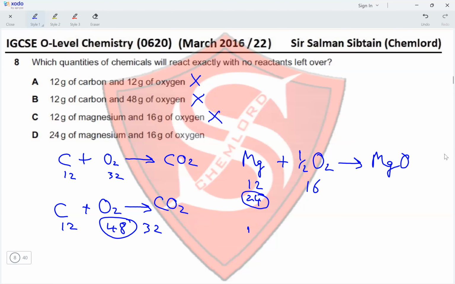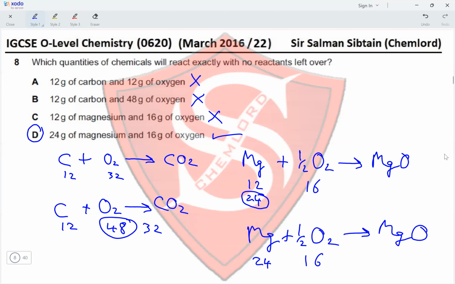In the last case, we've got magnesium reacting with oxygen to produce MgO. So 24 grams of magnesium would react with 16 grams of oxygen. So in this case, all of the reactants would be used up, and nothing would be left over. So this makes option D the correct option for this question.